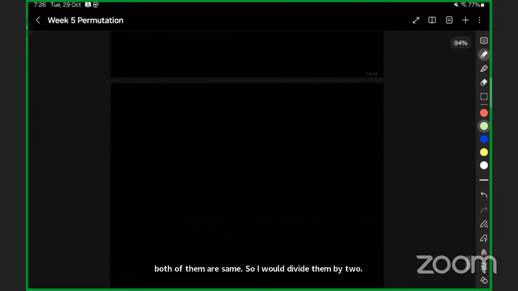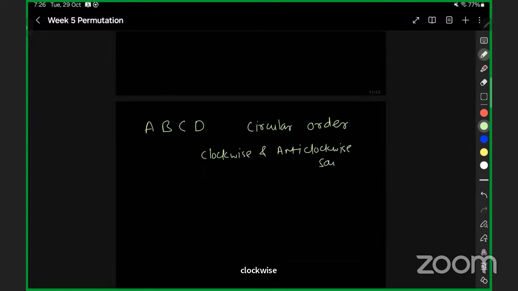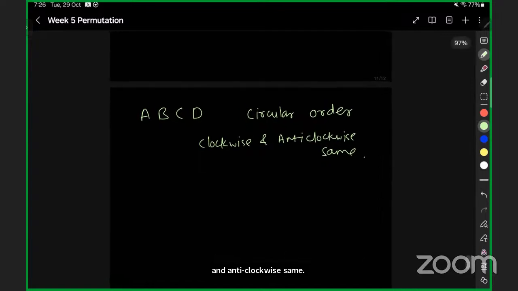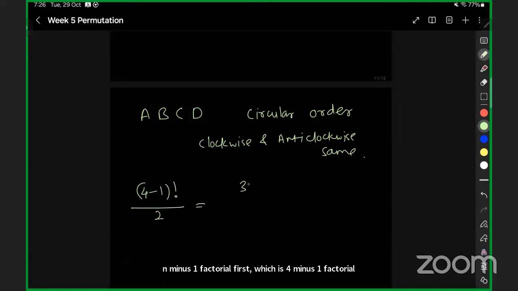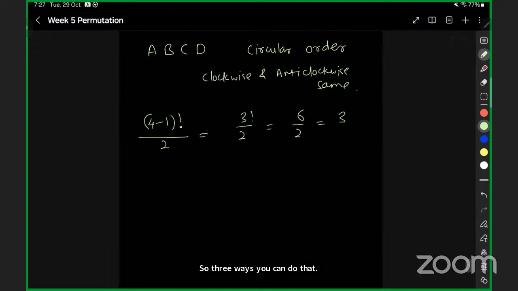So let's say you have A, B, C, and D, and you want to arrange them in circular order where clockwise and anti-clockwise are the same. How will you do that? You will write n minus 1 factorial first, which is 4 minus 1 factorial. Then you have to divide by 2. So you'll get 3 factorial by 2, which is 6 by 2, that is 3. Right? So 3 ways you can do that. Maybe we can also write what the 3 ways are.